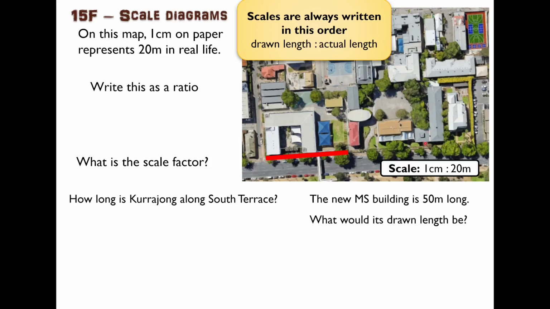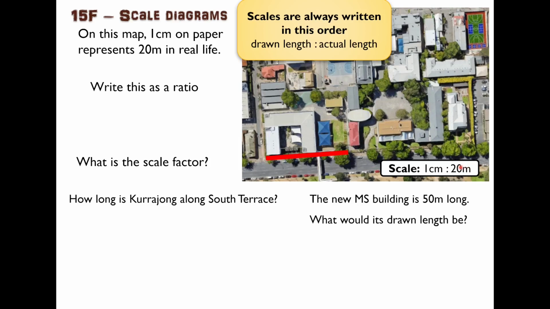And I've got a scale diagram right here. It says that the scale is 1 centimeter to 20 meters. And when we write a scale on a diagram or a map, we always write them in the same order. The drawn length first, the length on paper, and the actual length second. So in this case, 1 centimeter on paper represents 20 meters in the real world.